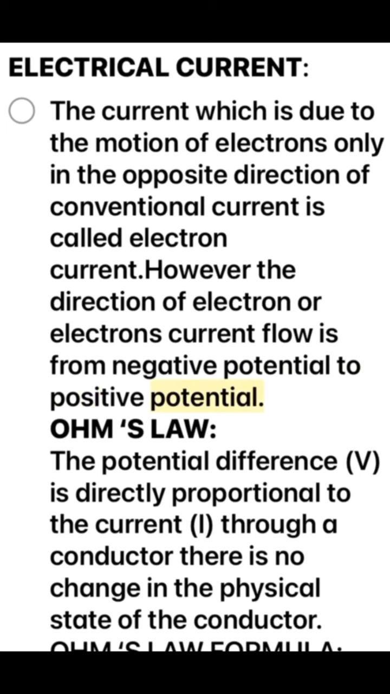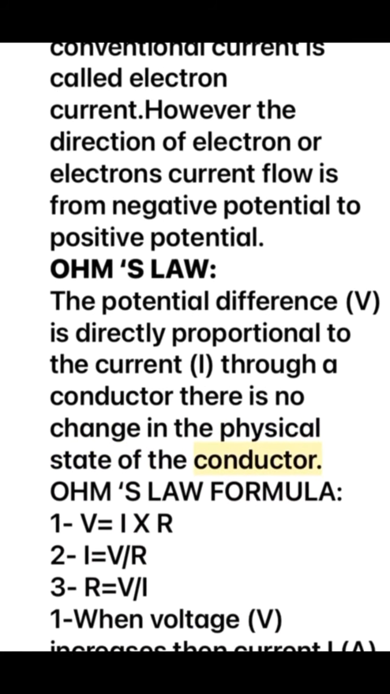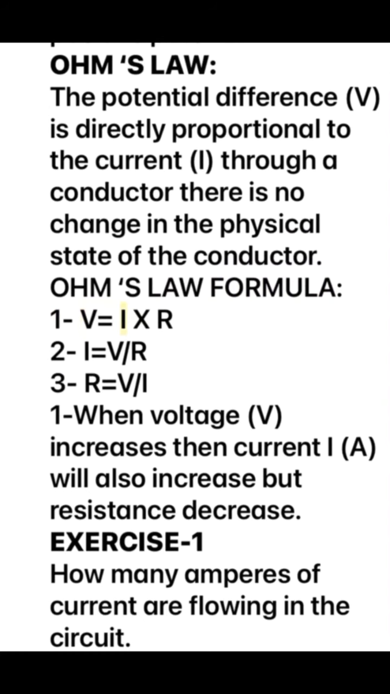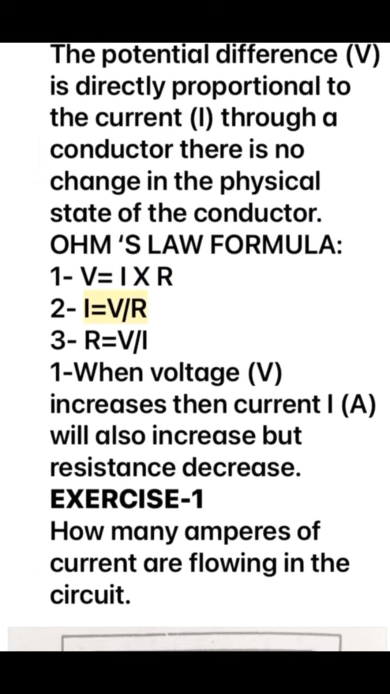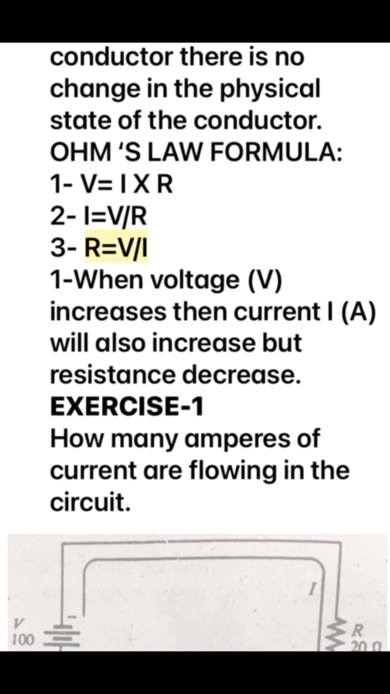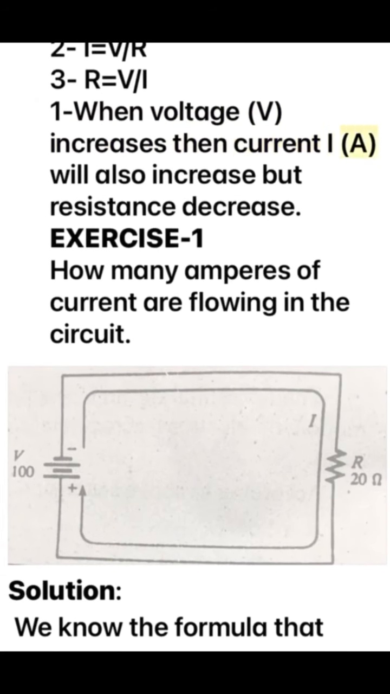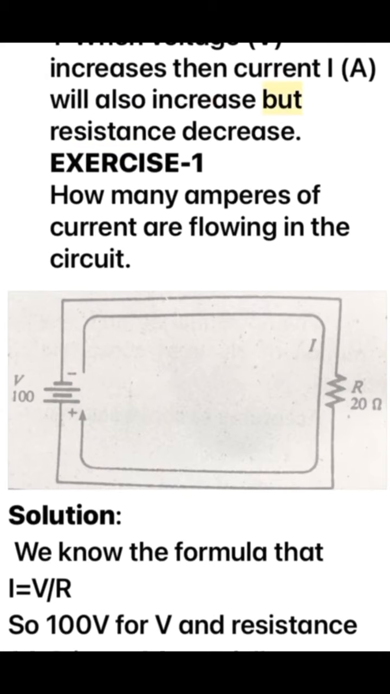Ohm's law. The potential difference V is directly proportional to the current I through a conductor. There is no change in the physical state of the conductor. Ohm's law formula: 1. V equals I times R, 2. I equals V/R, 3. R equals V/I. When voltage V increases, then current I will also increase, but resistance decreases.